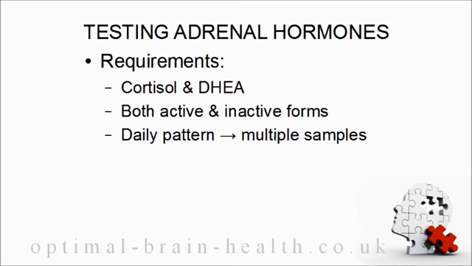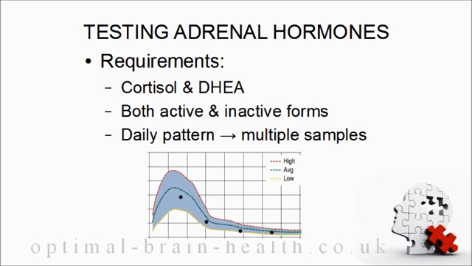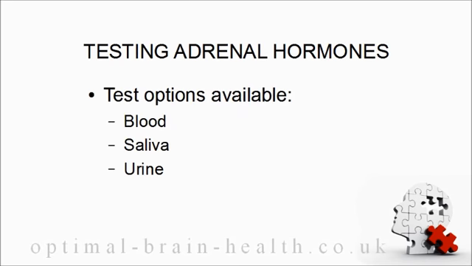In practice, what this means is that you need to take multiple samples over the course of a full day. It's typically 4: first thing in the morning, last thing before bed, and then 2 more in between. You can test adrenal hormone levels in blood, or in saliva, or in urine. So which is best? Blood tends to be used for medical tests of adrenal function.